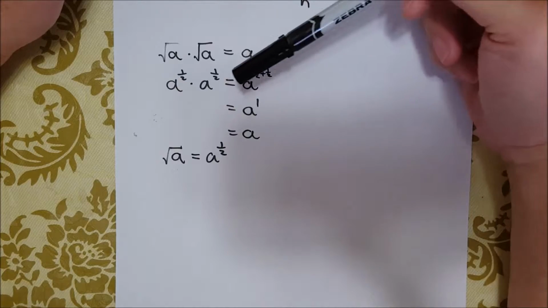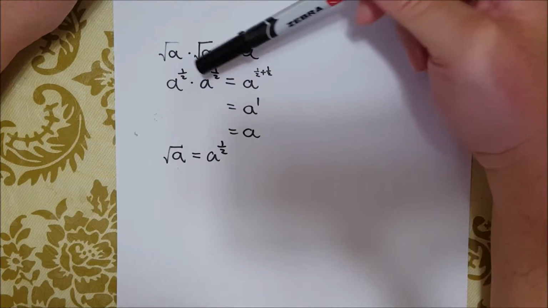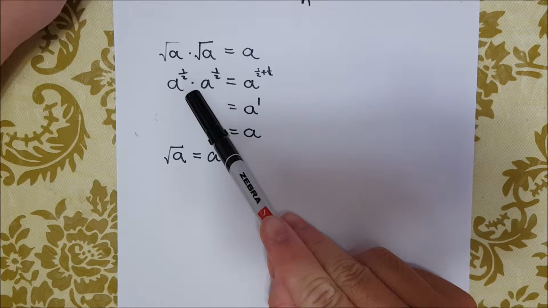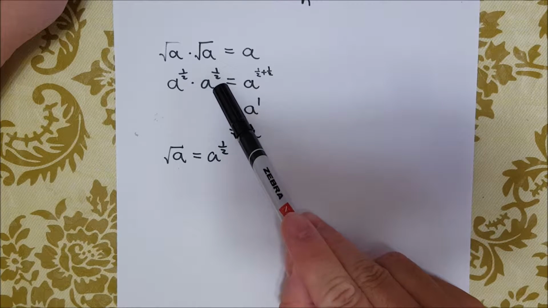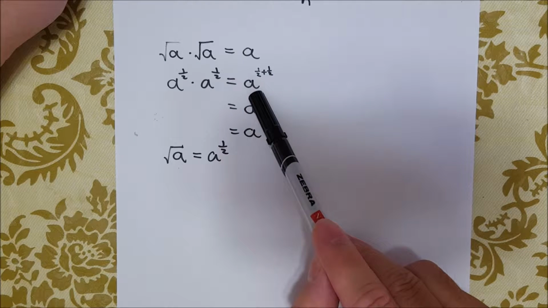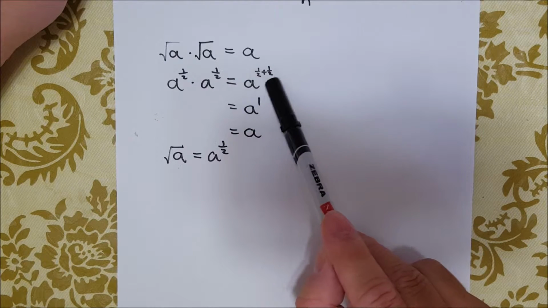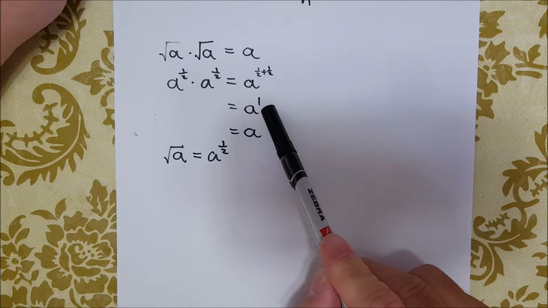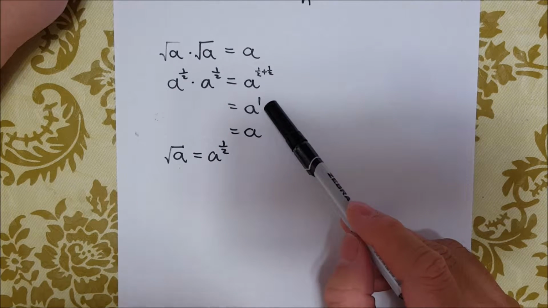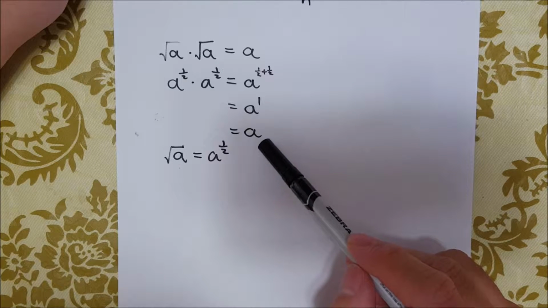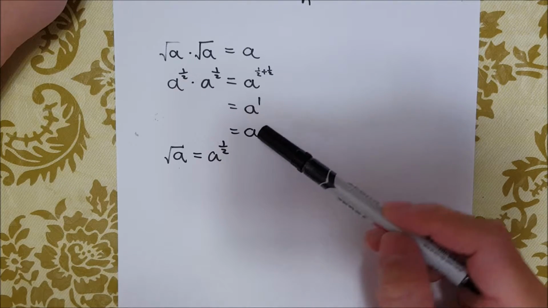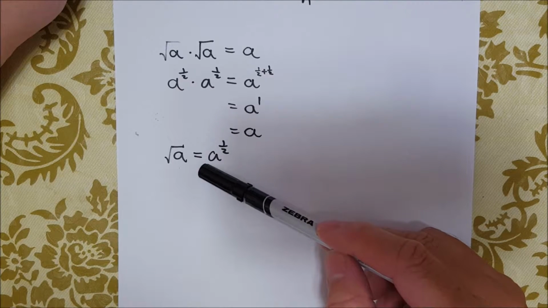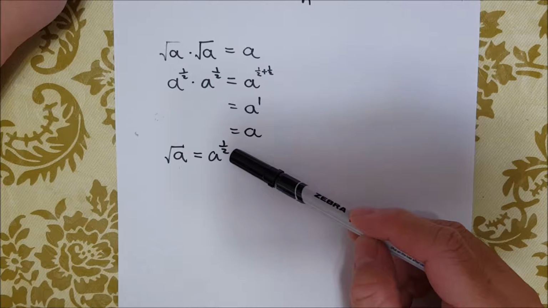However, we can also write it in index form, like this: a to the power 1/2 times a to the power 1/2 will give us a to the sum of two 1/2s. That is 1. If the index is 1, we need not write it out. We just write a. So we can conclude that square root of a is equal to a to the power 1/2.